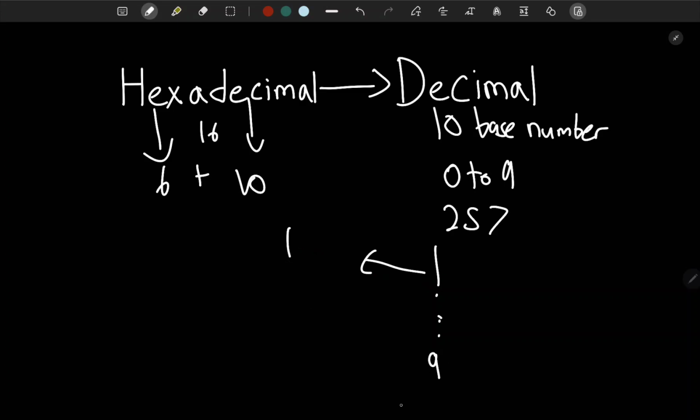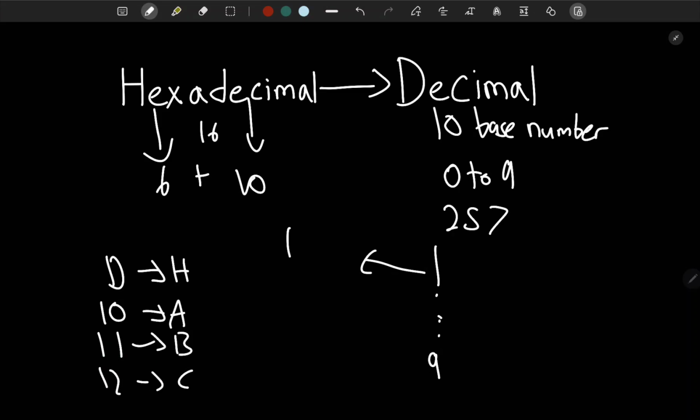But once you reach 10, 10 in decimal represents A in hexadecimal, and 11 represents B, 12 represents C, 13 represents D, and 14 represents E. 15 is the last one and it represents F. Hence the 16 base number system, because from 0 to 15 it's 16 numbers or entities. So now let's do some examples where we need to convert.